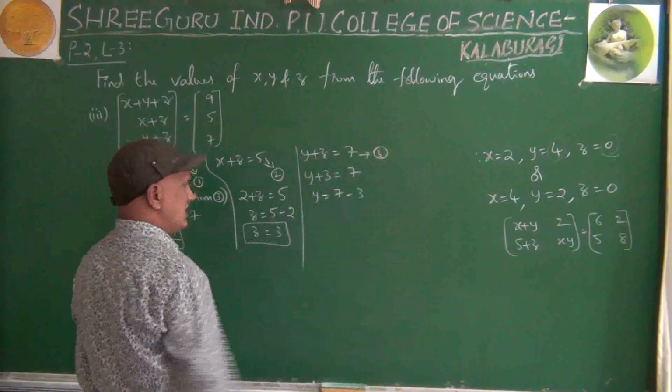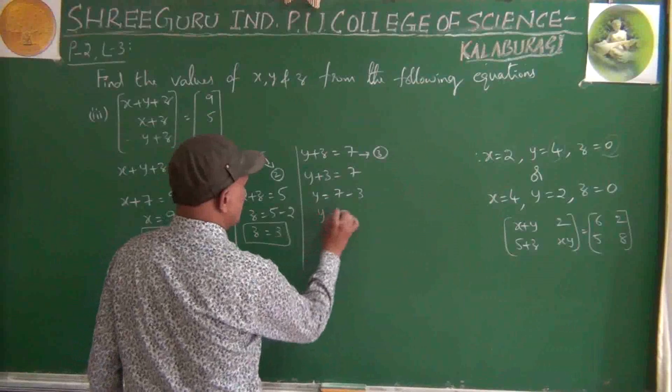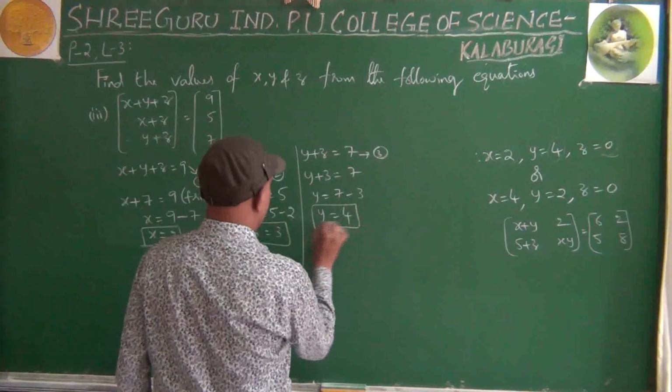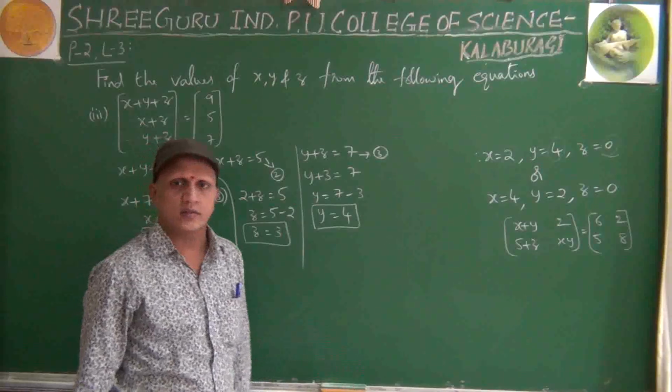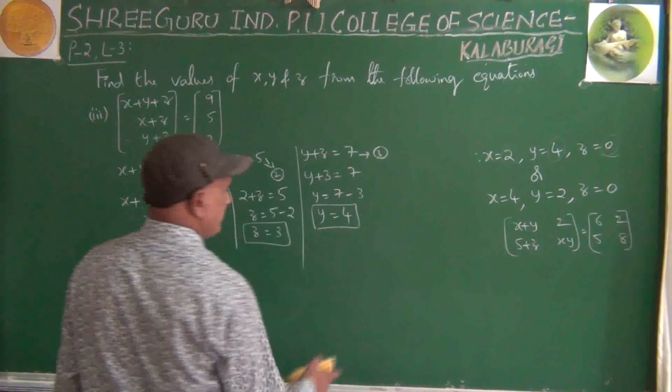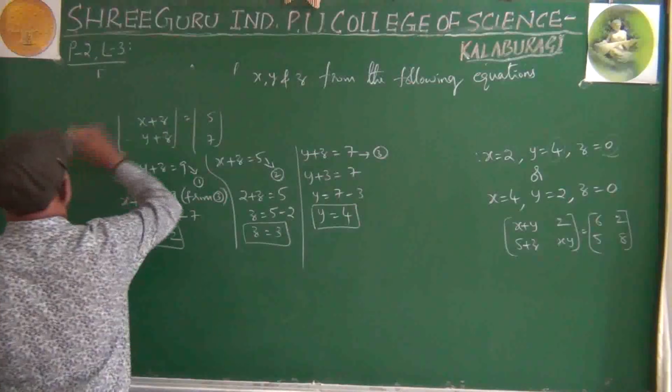Plus 3 will go to that side as minus 3. Plus 2 will go to that side as minus 2, that lower class concept. y equals 4. They are asking us to find x, y, z values. We found them. That's it. It will come after some time, maybe in the next question. Let us see.